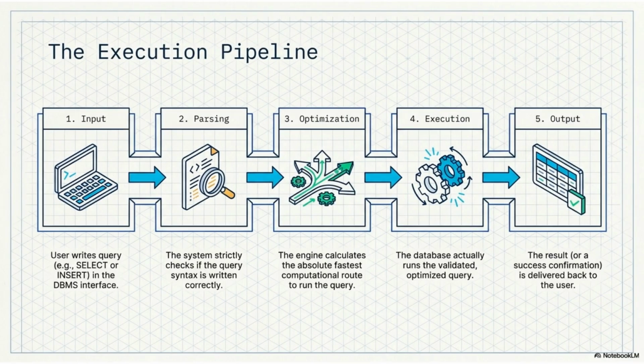Let's understand what happens when we execute an SQL query. First, the user writes a query, such as a select or insert statement. The database system checks whether the syntax is correct. If everything is valid, the query optimizer determines the fastest and most efficient execution plan. The database engine then executes the optimized query, and finally, the requested data or confirmation message is returned to the user. This entire process usually happens in just a fraction of a second.